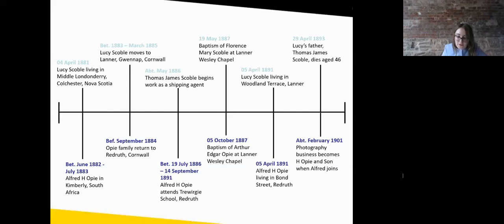Alfred was living on Bond Street when the 1891 and 1901 censuses were taken, and this is where Henry's photography business was based. Also in 1901, Alfred joined his father in the business because from about February, the newspaper adverts are for H. Opie and Son.